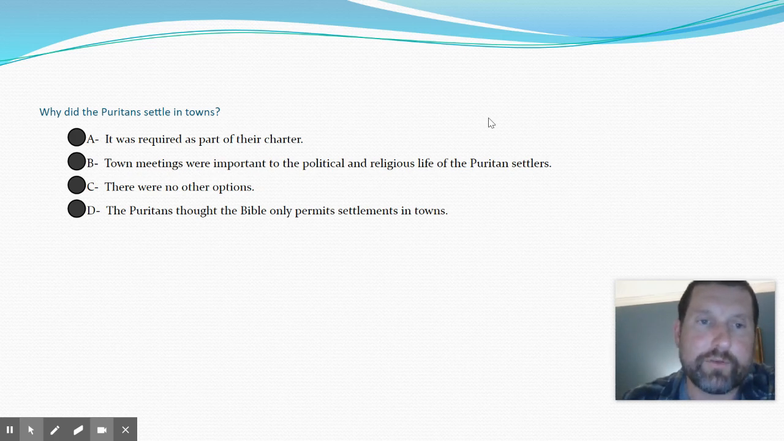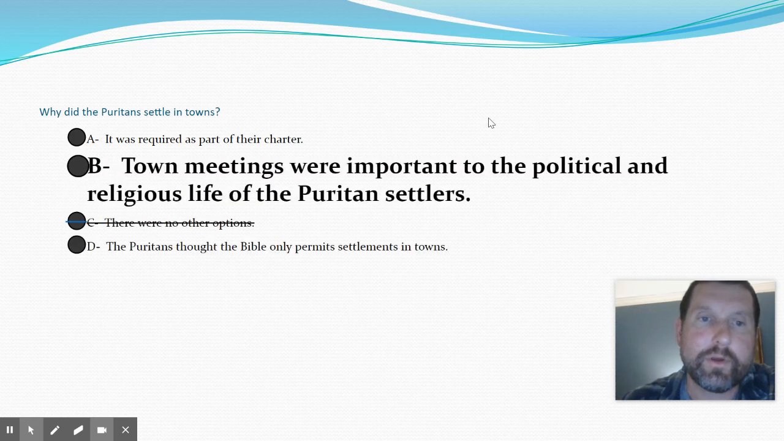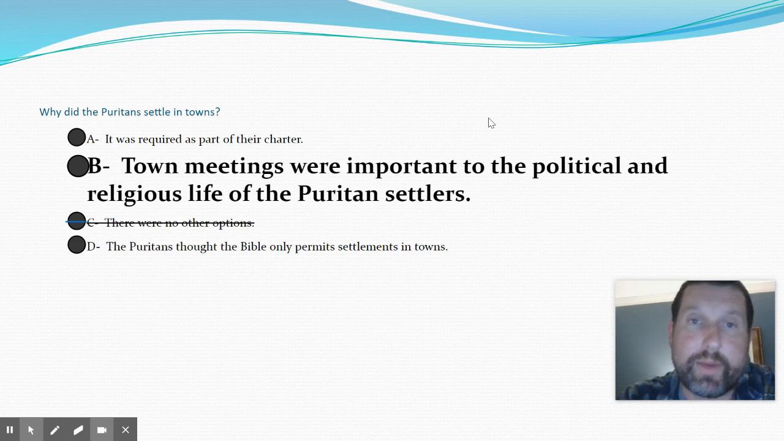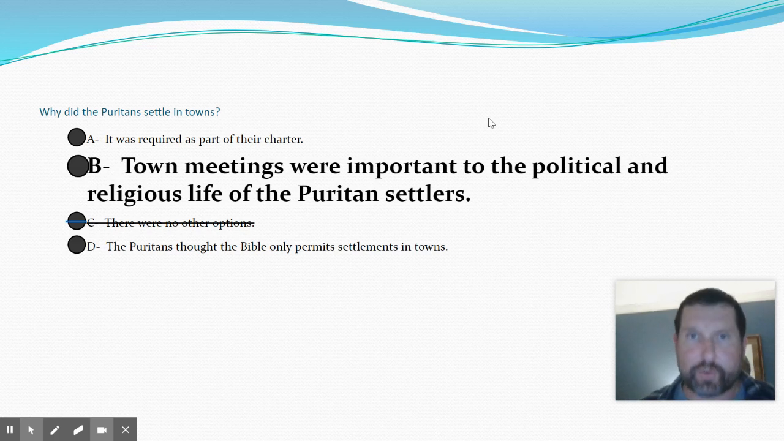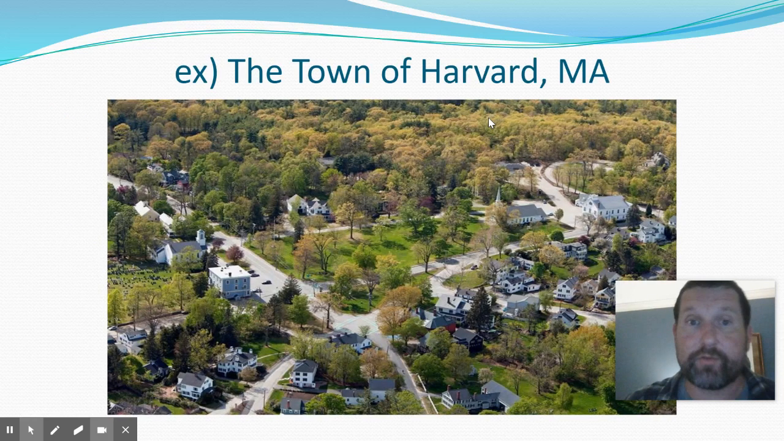They settled in towns because town meetings were important to the political and religious life of the Puritan settlers. You would probably eliminate question C there. But remember, if we're talking about the Mayflower Compact, which is in New England, primarily separatist Puritans, that's direct democracy. So these town meetings, the idea of a town green, town halls, town meetings is very important.